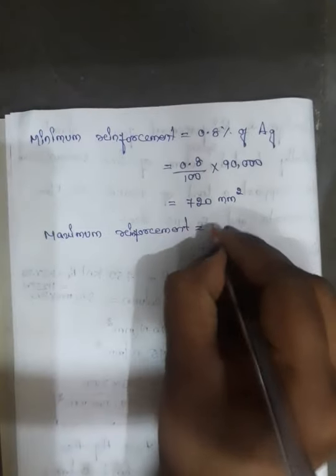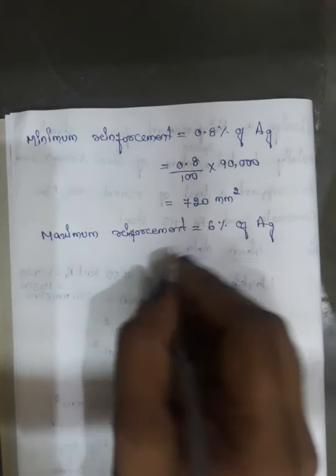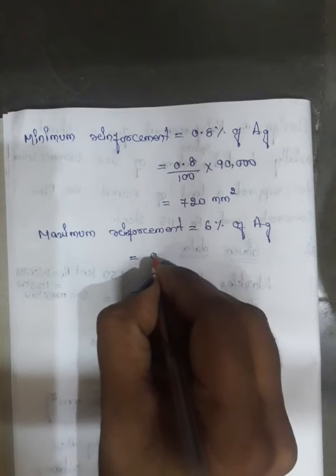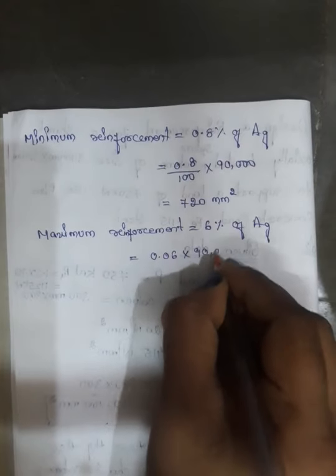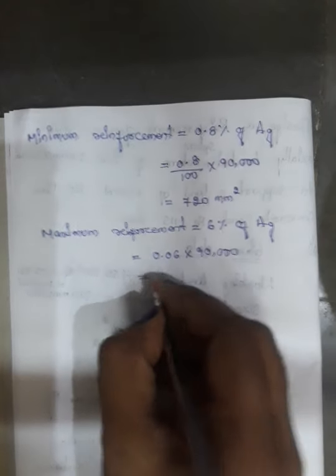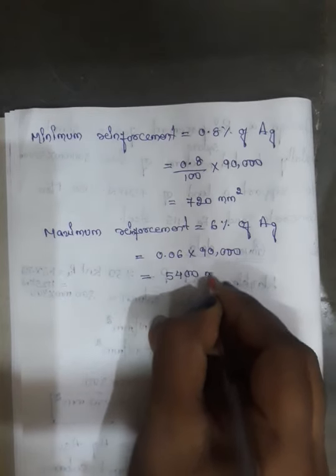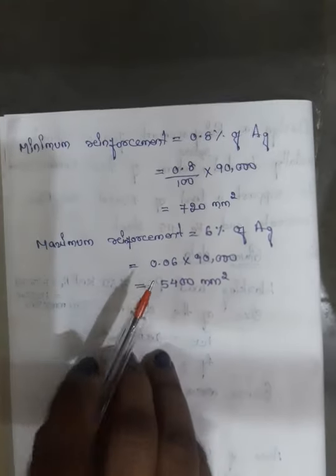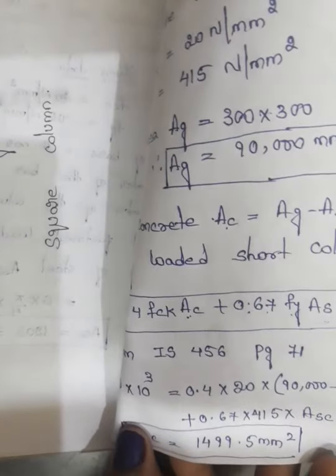So maximum reinforcement is equal to 6% of Ag. So 6% of Ag, which is equal to 0.06 into 90,000. How much is 0.06 into 90,000? It is 5,400 mm square. So whatever we have calculated for the Asc previously, how much did we get? 1499.5 mm square, right?